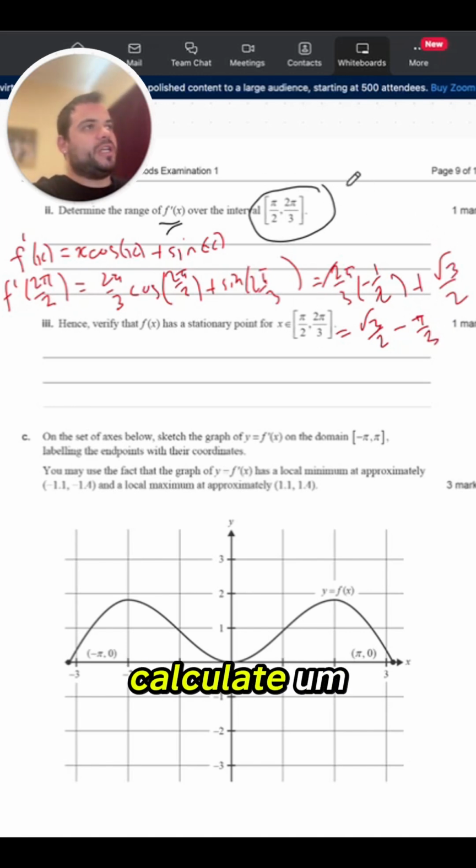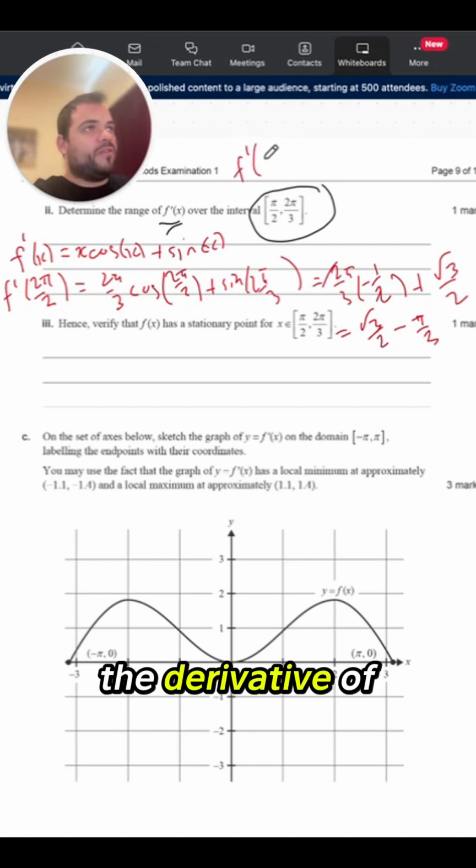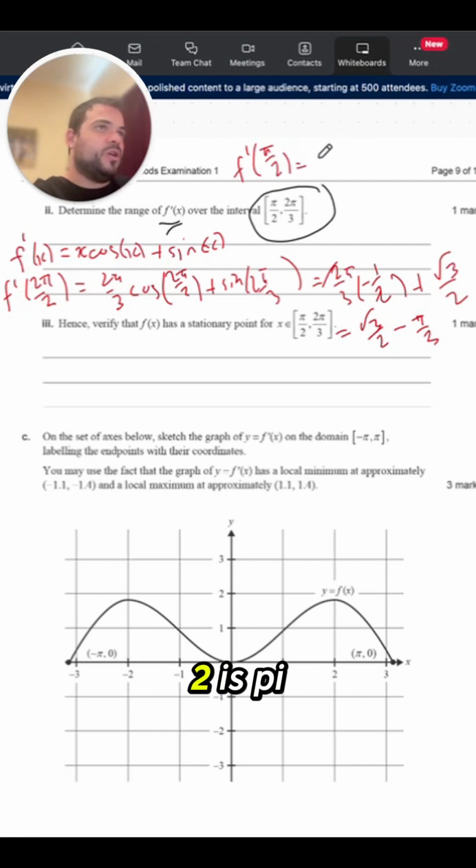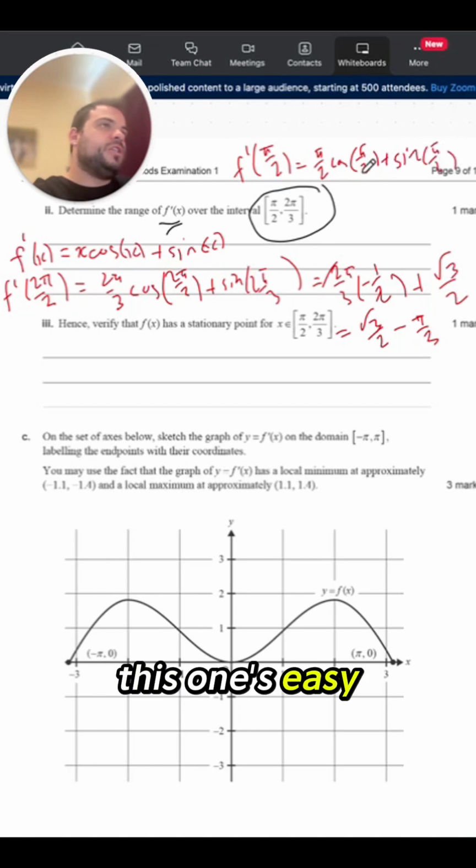And then we just need to calculate the derivative at pi on 2, which is the maximum value. So f dash of pi on 2 is pi on 2 times cos of pi on 2 plus sine of pi on 2. This one's easy. Cos of pi on 2 is 0, so pi on 2 times 0 is 0, plus sine of pi on 2 is 1. So the answer is 1.